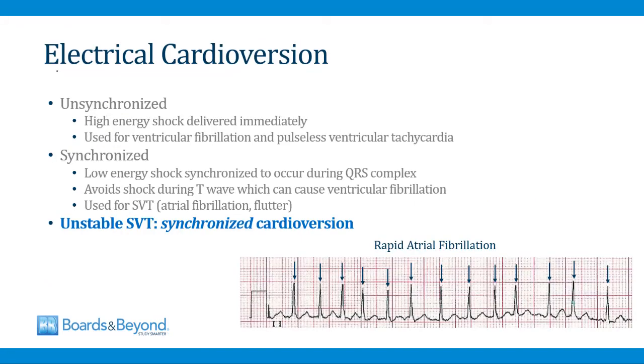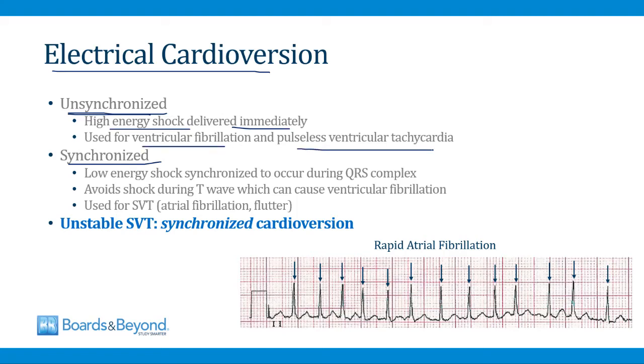So that's a nice segue into talking about electrical cardioversion. Electrical cardioversion is the delivery of electricity to the heart to try to terminate a pathologic rhythm and restore sinus rhythm. And there are two ways this can be done. One is called unsynchronized and one is called synchronized. Unsynchronized cardioversion is also referred to as defibrillation. This involves delivery of a high energy shock that is delivered to the heart immediately when you press the buttons on the machine. And this is used for life-threatening arrhythmias like ventricular fibrillation or pulseless ventricular tachycardia. These patients are at risk of death, and therefore you want to deliver a high energy shock because high energy shocks are more likely to work, and you want to deliver them right away when you press the buttons. You don't want any delay.